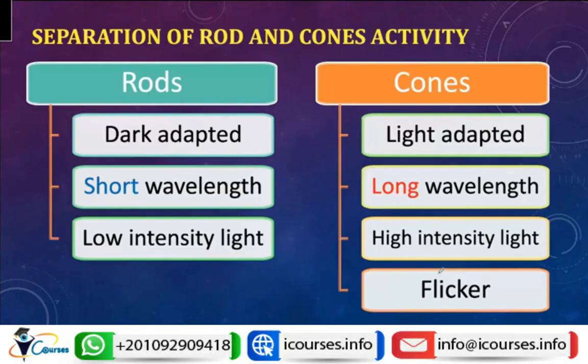So one of the common questions in this topic is how to isolate the functions of the rods and the cones. In order to isolate the functions of the rods, the eye should be dark adapted. We use a short wavelength light like the blue light, or we use a low intensity light, a dim light. In order to isolate the functions of the cones, the eye should be light adapted, using a longer wavelength like the red, or a high intensity light, or a flicker light of 30 Hertz.